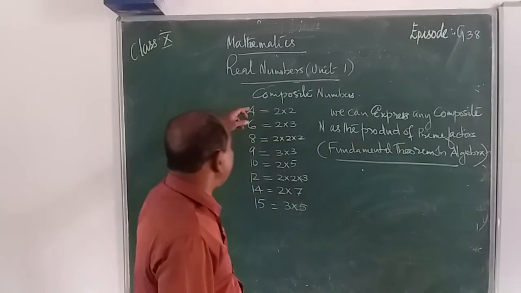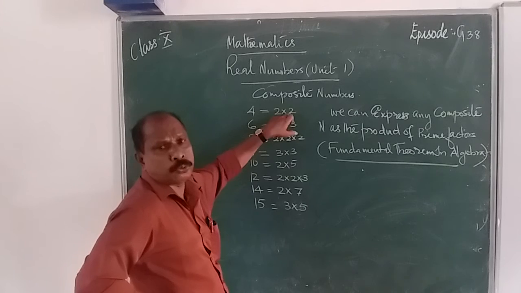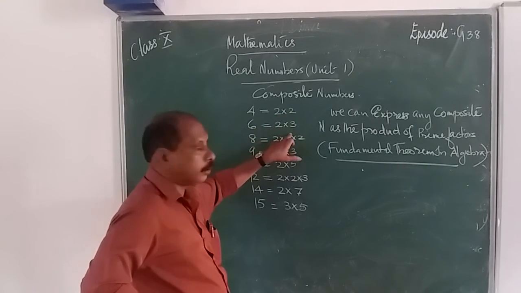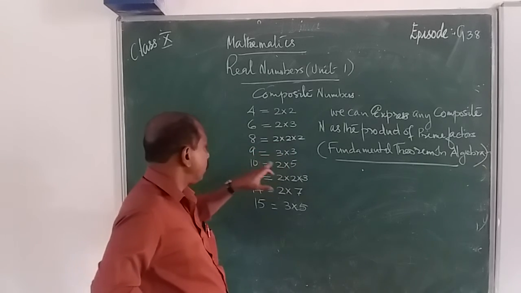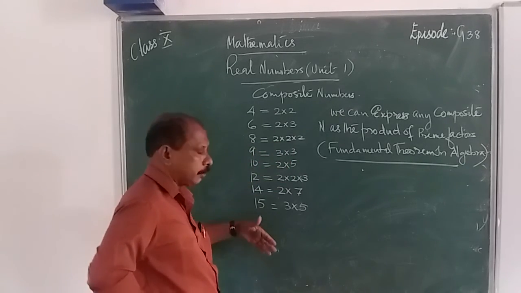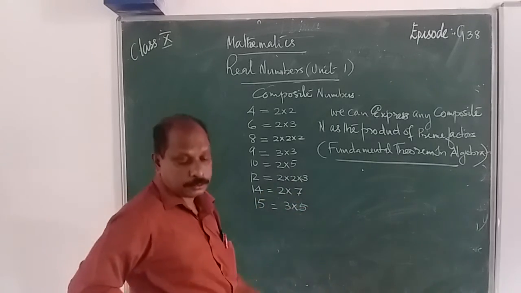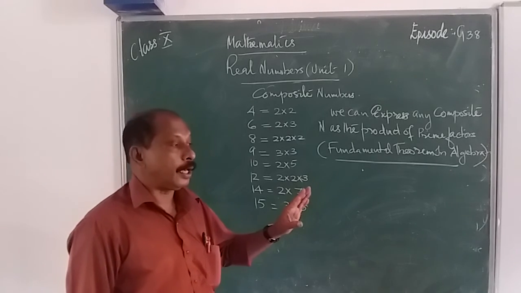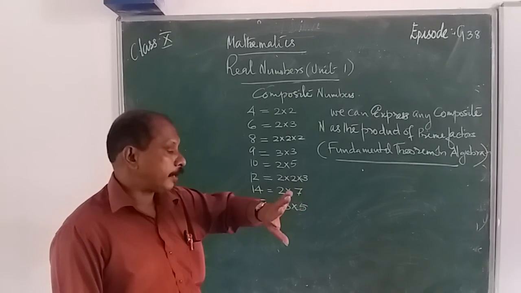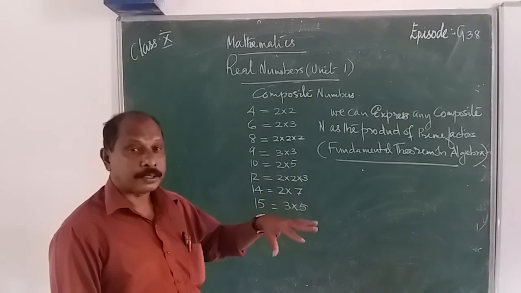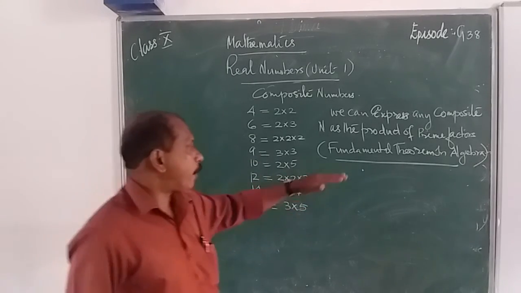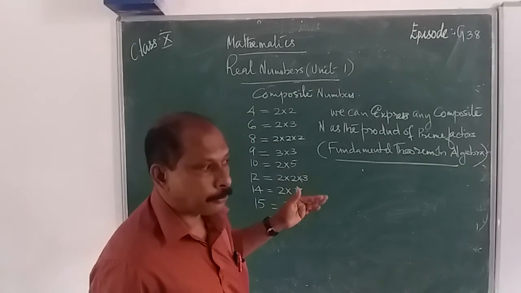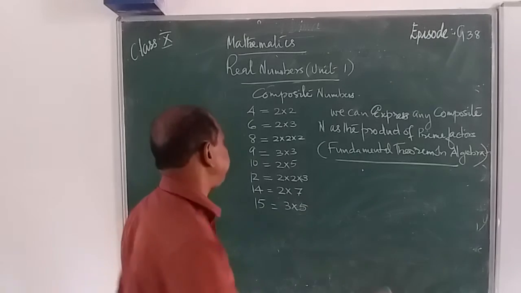For example, 4 is 2 into 2, that means we repeat 2 two times, that means 2 square. 6 is 2 into 3. 8 is 2 cube. 9 is 3 square, etc. Therefore, this is 2 square into 3. It is like 2 into 2 into 3. Therefore, we can express any composite number as the product of prime factors. That is known as the fundamental theorem in algebra. Clear? This is the first part of our syllabus.